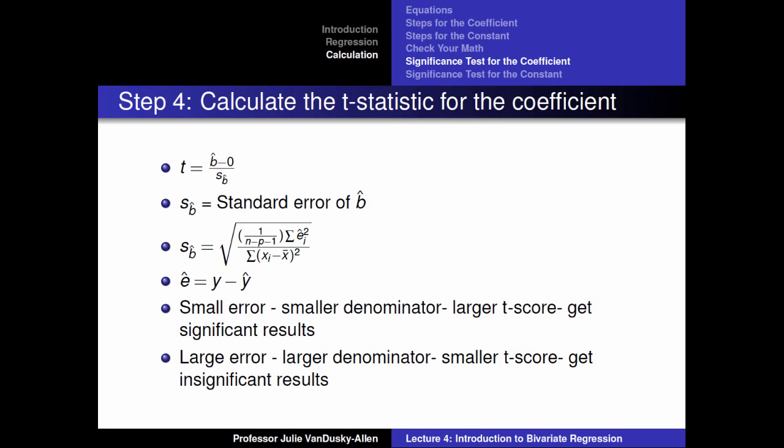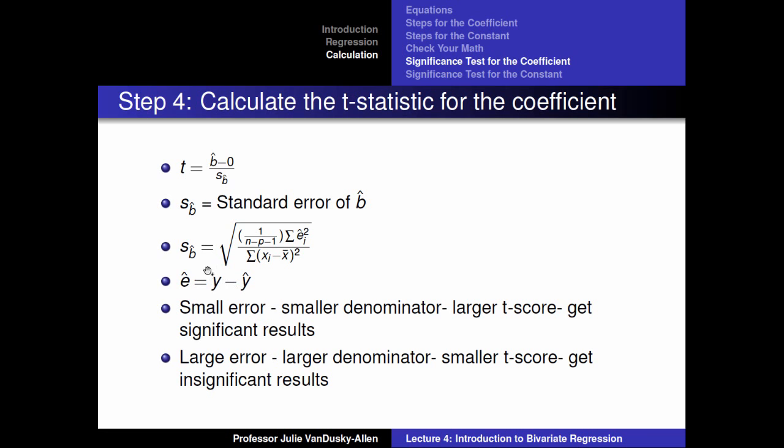Step 4 in determining whether your b-hat is different from 0 is actually turning your b-hat into a t-score. The calculation is t equals b-hat minus 0, and that value divided by the standard error of b. I already showed you how to calculate b-hat. I don't expect you to calculate the standard error of b-hat. I will always give this number to you. However, I will tell you the intuition behind the standard error in the t-test. The standard error tells us how well the independent variable predicts changes in the dependent variable. If the independent variable predicts changes in the dependent variable very well, there is not a lot of error, e-hat.